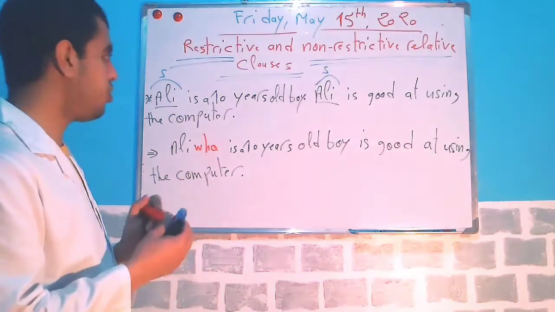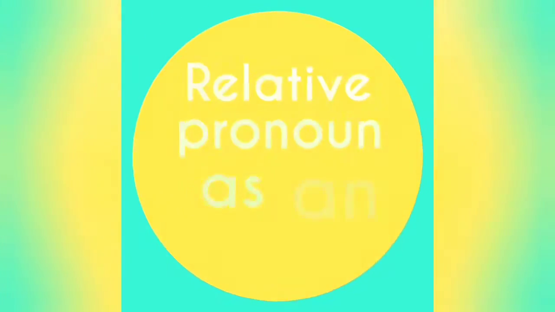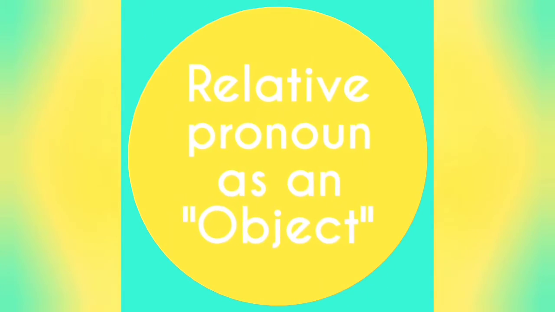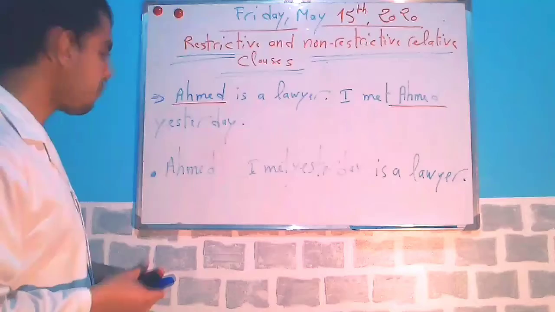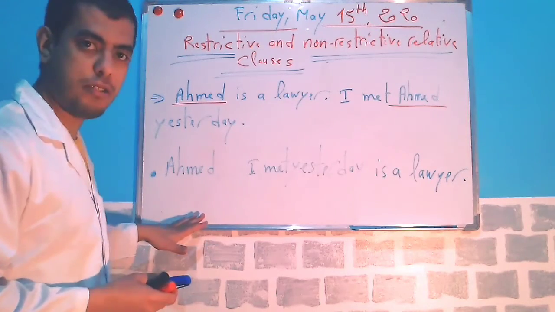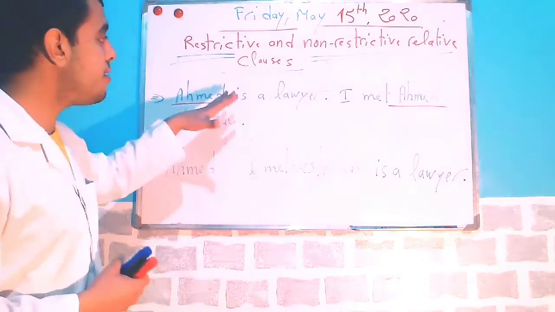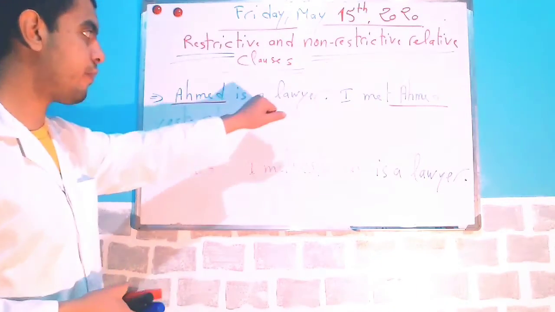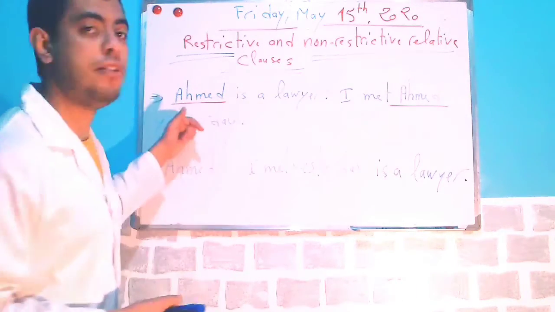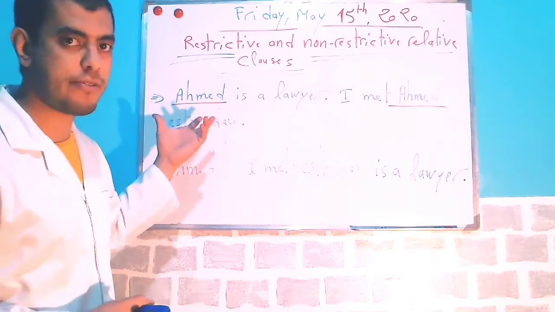Is it clear? Good. I hope it's clear. Okay, let's go to the second example. Ahmed is a lawyer. I met Ahmed yesterday. How many sentences do I have here?